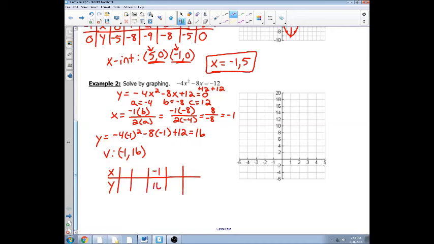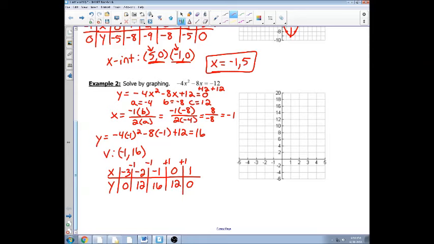My vertex goes in the center, add 1, subtract 1, subtract 1. If I put 0 in for x, I would end up with 12. If I put 1 in for x, I'd get 0, 12, 0. Okay, hopefully you know how to do that as well.